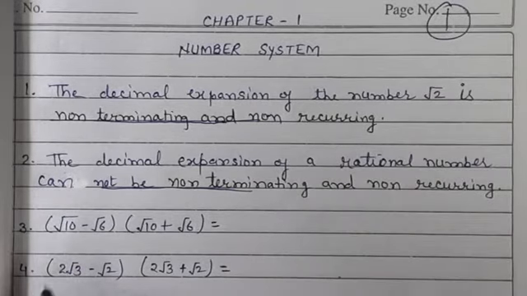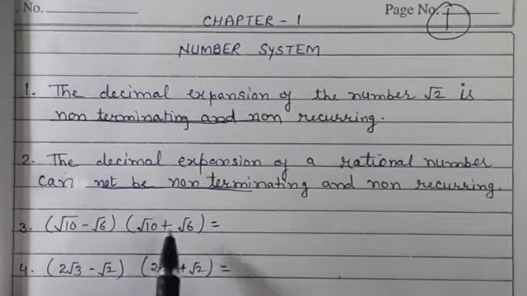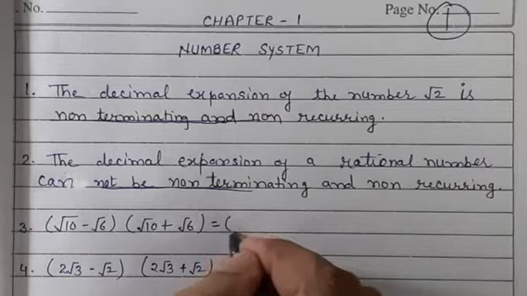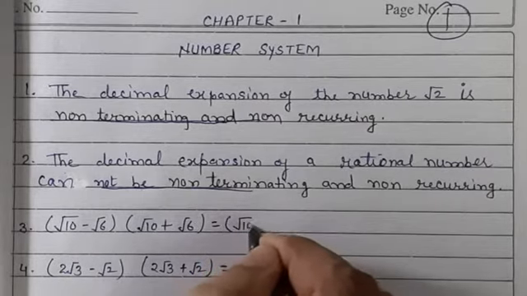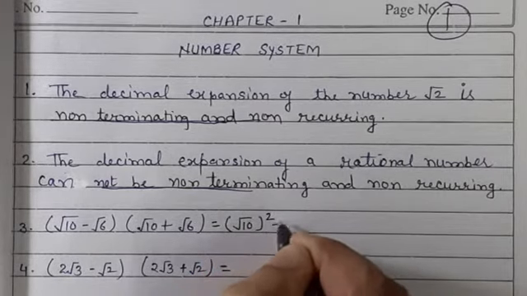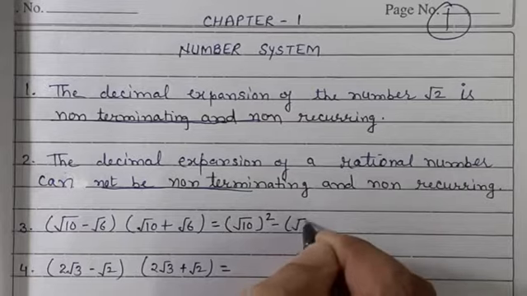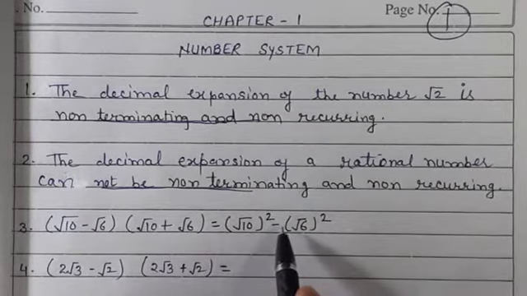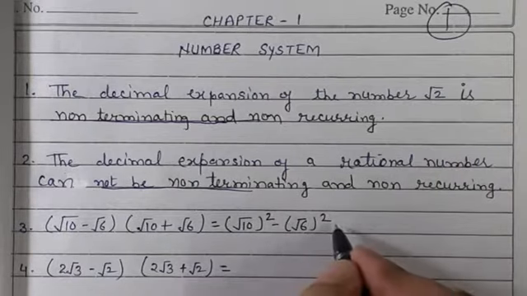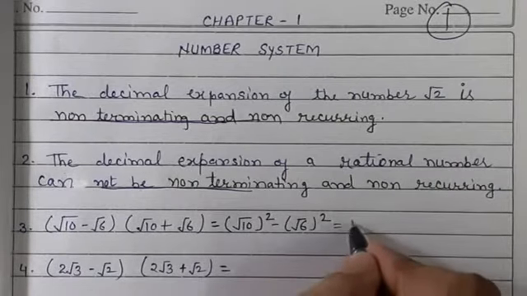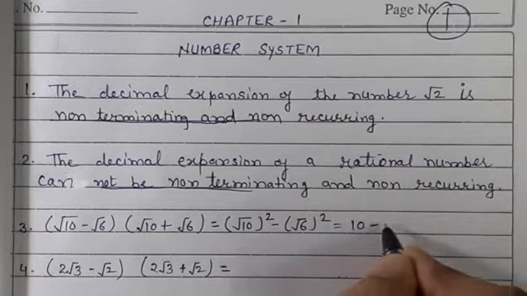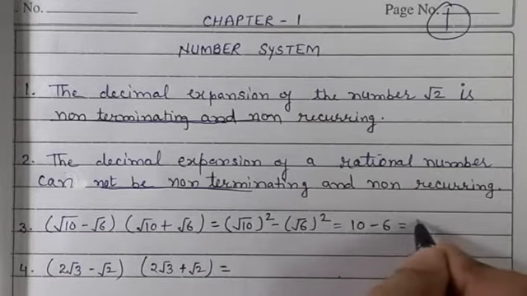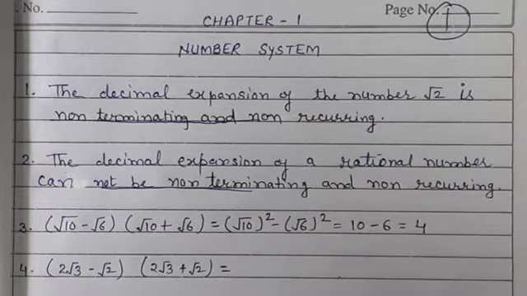Okay, now the third one. See, these two are irrational numbers like a minus b into a plus b form. What we know, a minus b, a plus b, is a square minus b square. Now what I have written, under root 10 square minus under root 6 square. Under root 10 square is 10 and under root 6 square is 6. 10 minus 6 will be 4.